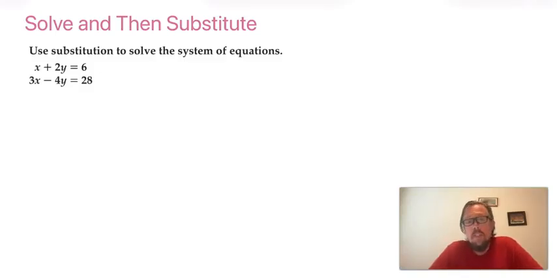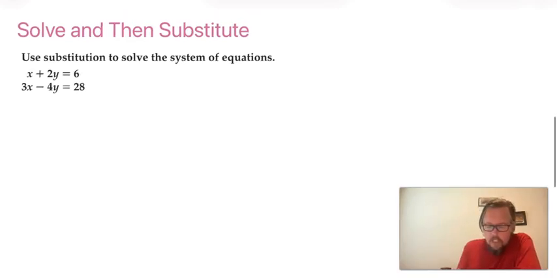Is substitution still a method that we can use to solve a system of equations if one of our equations is not already solved for a variable? So when we look at these two equations, neither one of them has an isolated variable, like there's not an x equals or a y equals in either one of these equations, but could we still use substitution to solve them? And the answer is not only yes, but substitution actually should be our preferred method here.